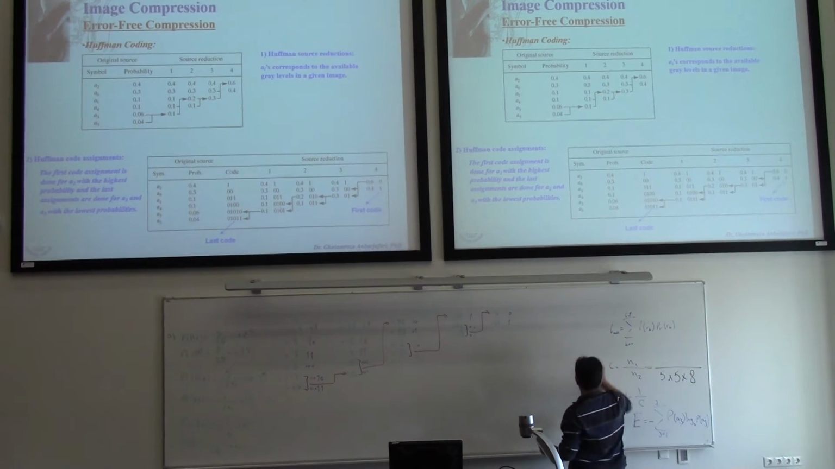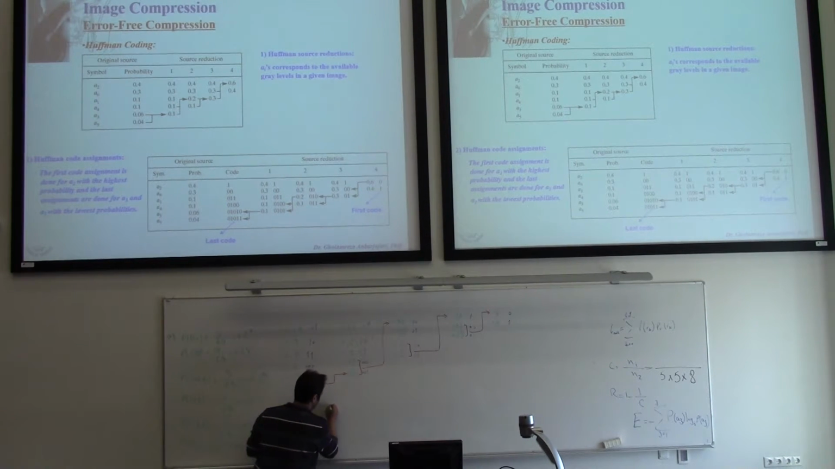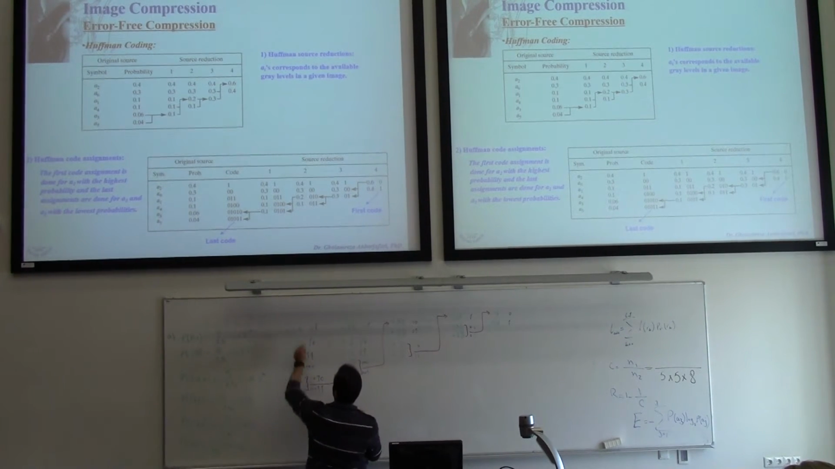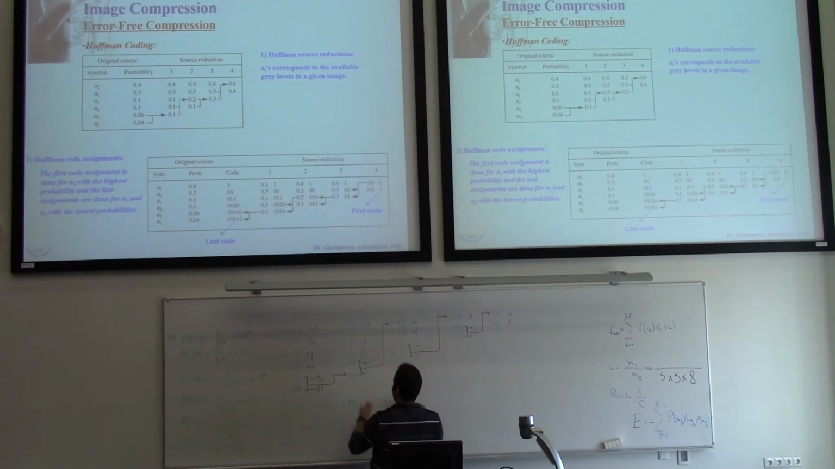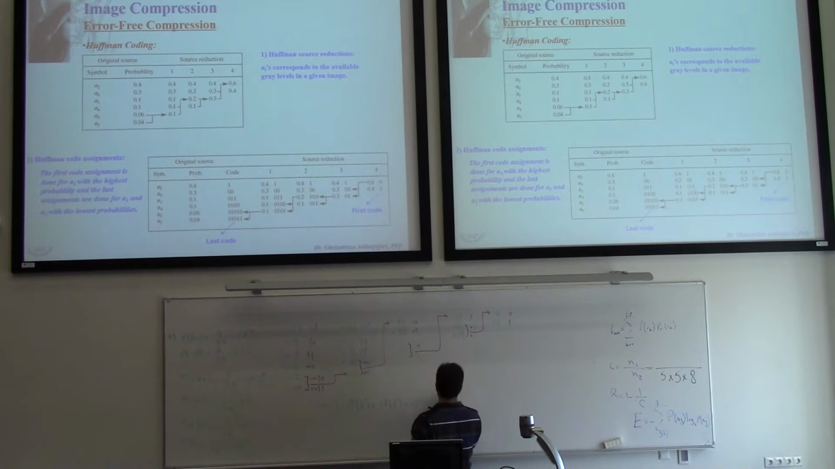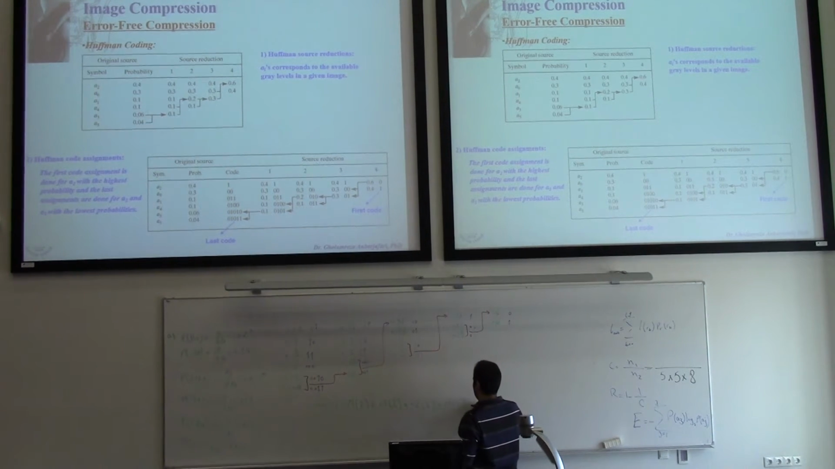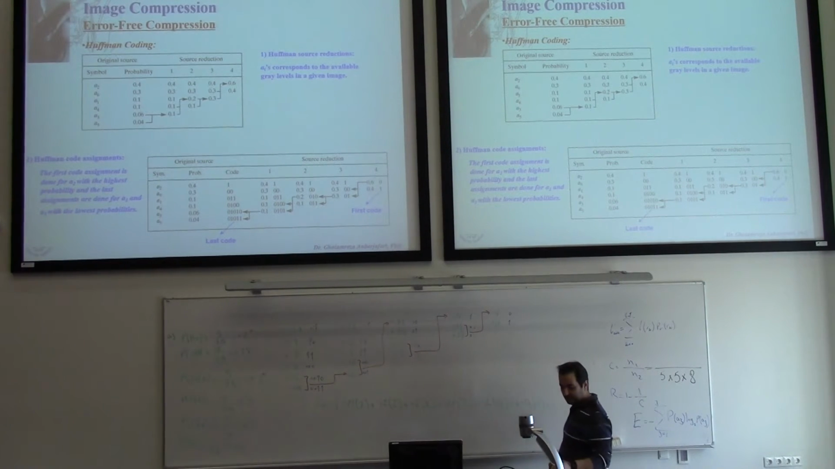And for the average length of the values, we can write: average is equal to 0.28 multiplied by 2, plus 0.2 multiplied by 2, plus 0.2 multiplied by 2, plus 0.16 multiplied by 3 bits, plus 0.12 multiplied by 4, plus 0.04 multiplied by also 4. The result is something like this.